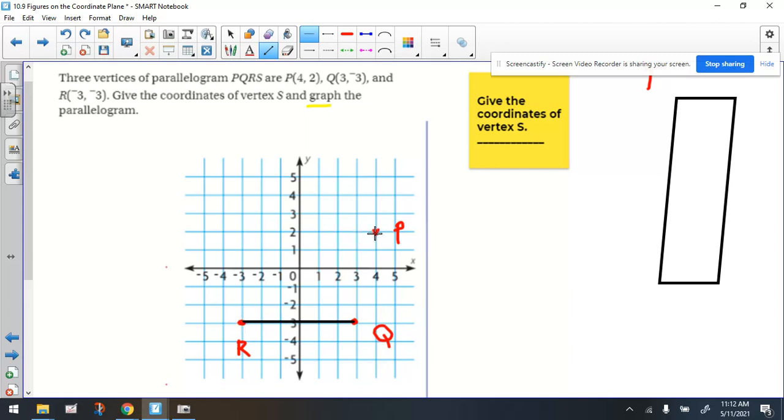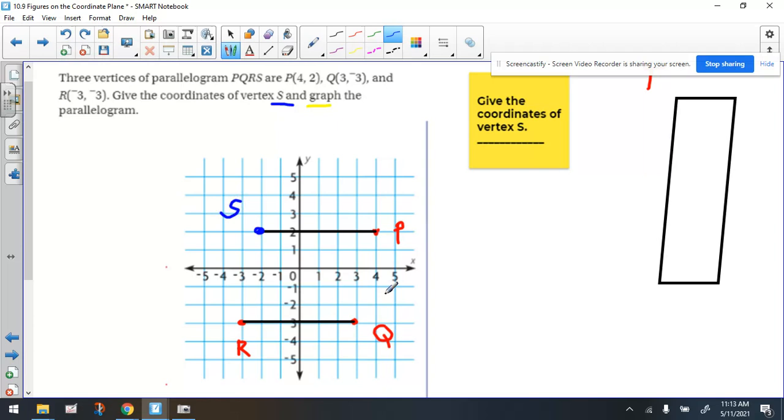That means we want to do the same thing with P, because remember, if it's a parallelogram, opposite sides are congruent and parallel. 1, 2, 3, 4, 5, 6, and then we stop when we get there, and we make a dot. So I'm going to put it in a different color for a reason. It'll make more sense. So that's got to be S, point S.